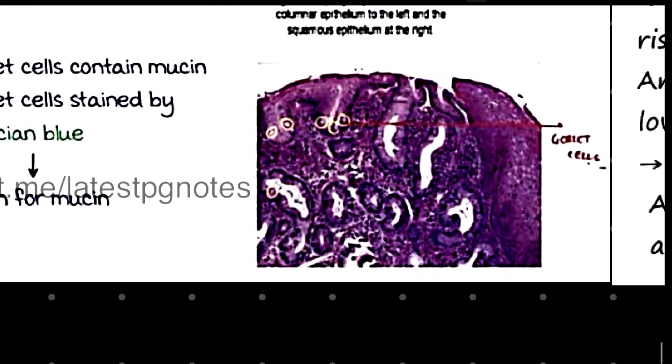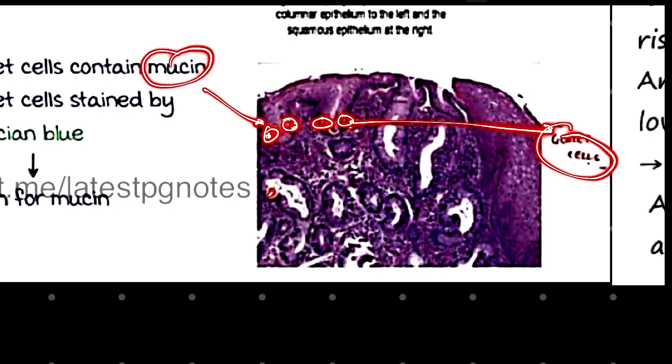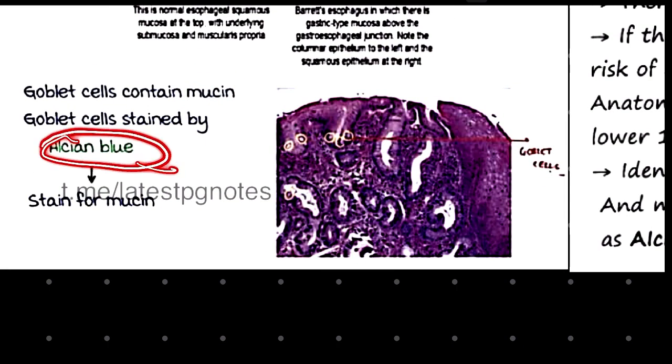In this diagram you can see the circled structures. What are these? These are goblet cells, and these goblet cells secrete mucin, which is stained by Alcian blue. With the help of the Alcian blue stain, we can confirm that these are goblet cells. In this diagram, if you look carefully, you will find blue structures. These are Alcian blue staining, and they are blue because they are staining mucin.